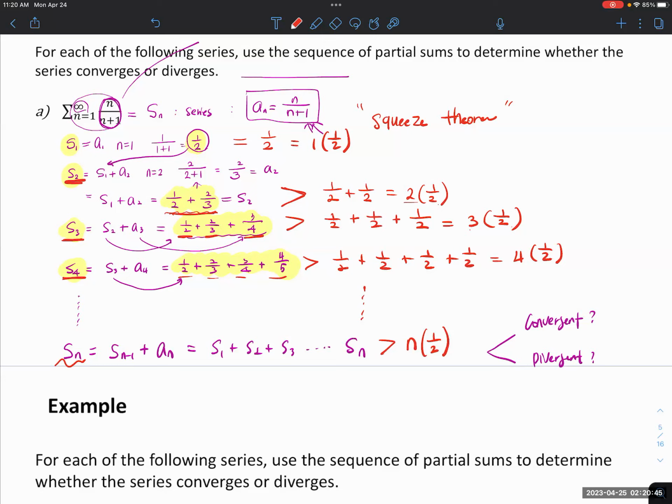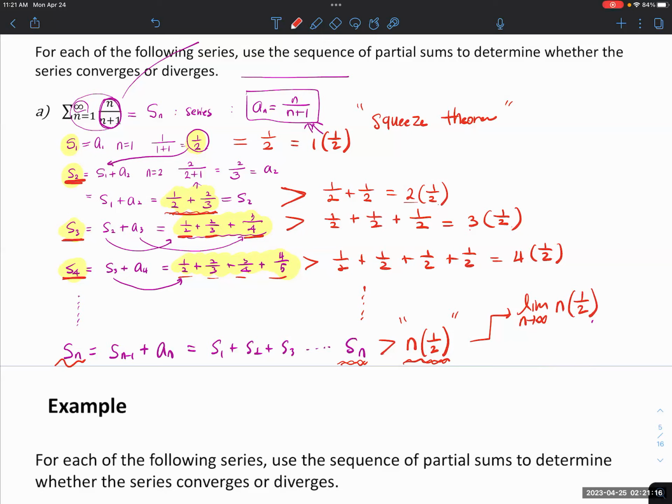Now, I want to know if it is infinity, this is going to be infinity. If it is convergent, this is convergent because of the squeeze theorem. So now, to find out whether it is convergent or divergent, I'm going to use the limit. Let's say n approaches infinity, and we find out where they are heading, whether it is convergent or divergent.